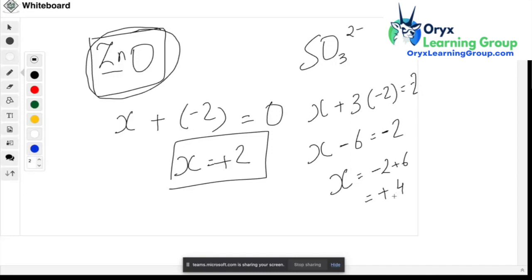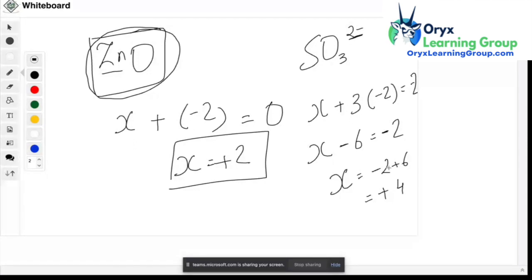I got sulfur as +6 and oxygen as -2. Okay, so how do we solve it? Sulfur is X, X plus 3 into -2, and the overall charge is -2, right? Because there is a charge here, the total should add up to this number. Do you agree with me or no? So X minus 6 is equal to -2. When 6 goes to the other side, it gets a positive sign. So it will be -2 plus 6, which will be +4. So the answer will be +4 for sulfur.